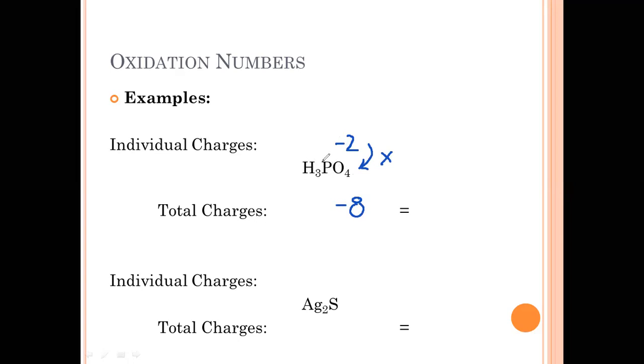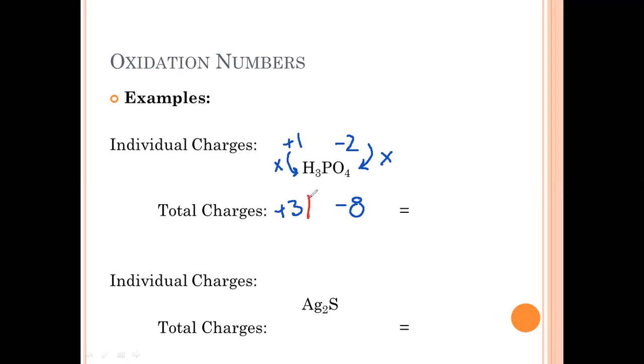Now between these two, we have hydrogen and phosphorus. If I think back at my list of rules, we didn't have a rule for phosphorus. So I'm going to go with what hydrogen usually is. Hydrogen is +1. There are 3 of them, so I'm going to multiply. +1 times 3 gives me a +3.